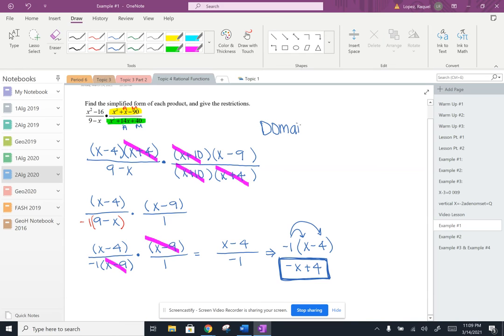our domain would be all x such that x could never equal 9, because if I put 9 in for x over here, I'm going to end up with a 0 right here in the denominator, and that can't happen. x can also never equal negative 10, because when I substitute negative 10 in for x, I would end up with a 0 right here. And also, x can never equal negative 4.